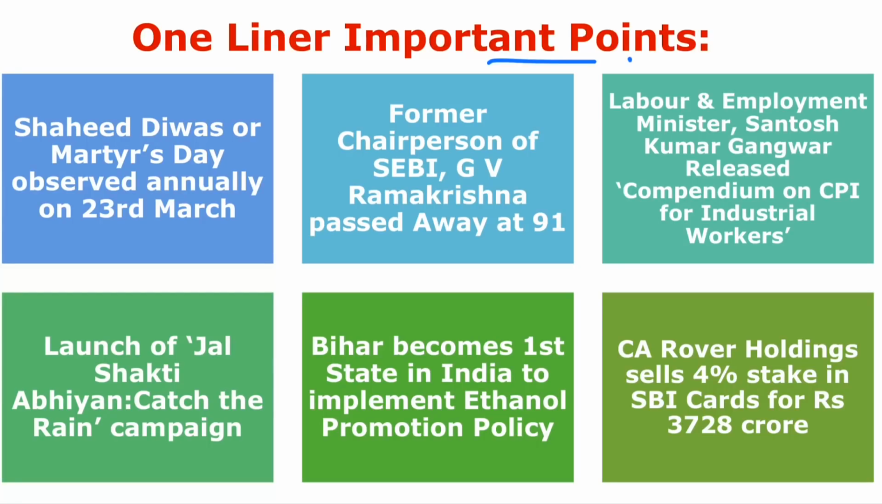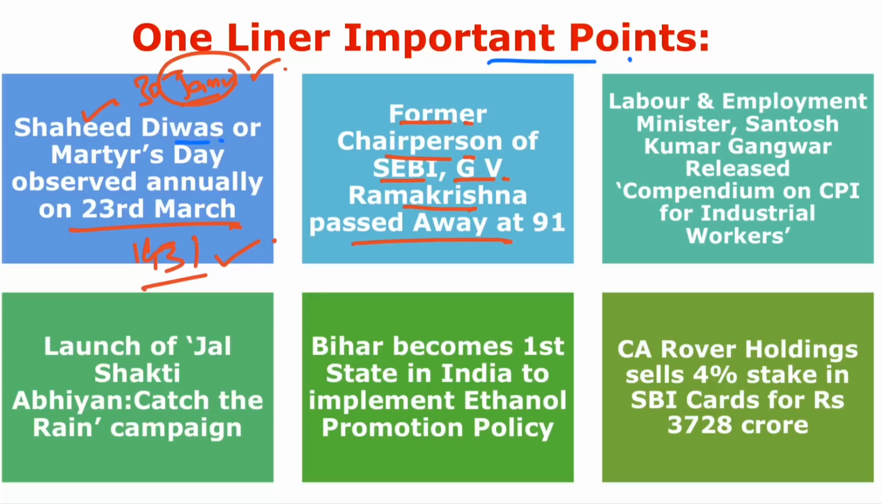Now, we are moving to the one-liner important points. Here is the first point. Shaheed Divas or Martyrs' Day is observed annually on the 23rd of March. Why is it celebrated on the 23rd of March? Because 3 prominent leaders of Indian independence, Bhagat Singh, Rajguru and Sukhdev, were executed on that day, 23rd March 1931. And Shaheed Divas is also celebrated on the 30th of January because on that day Gandhi died. So that's why Shaheed Divas, Martyrs' Day, is celebrated on 2 days.